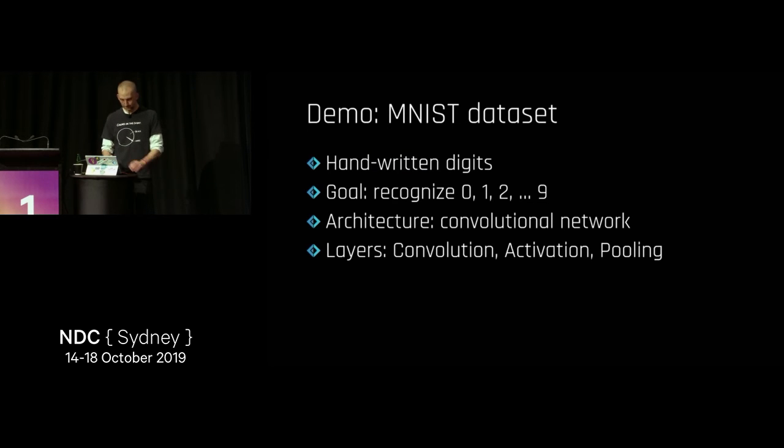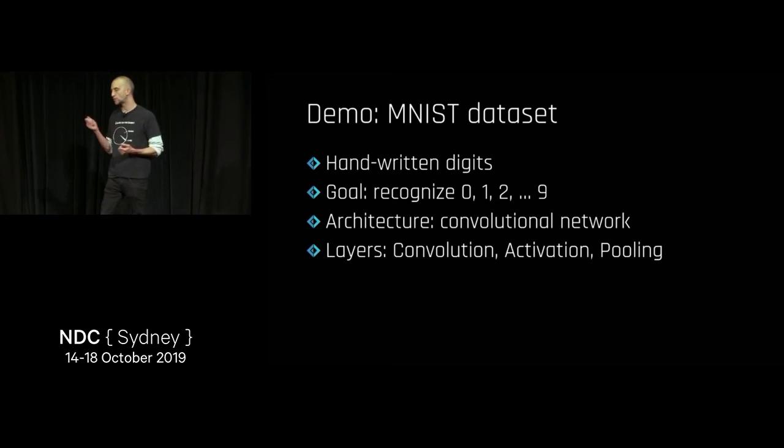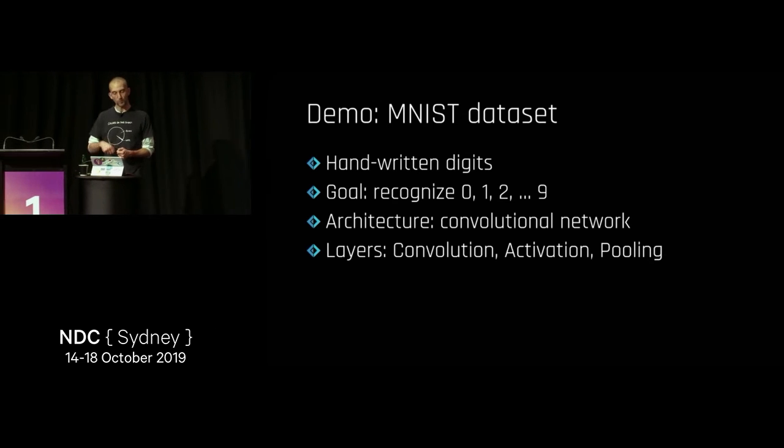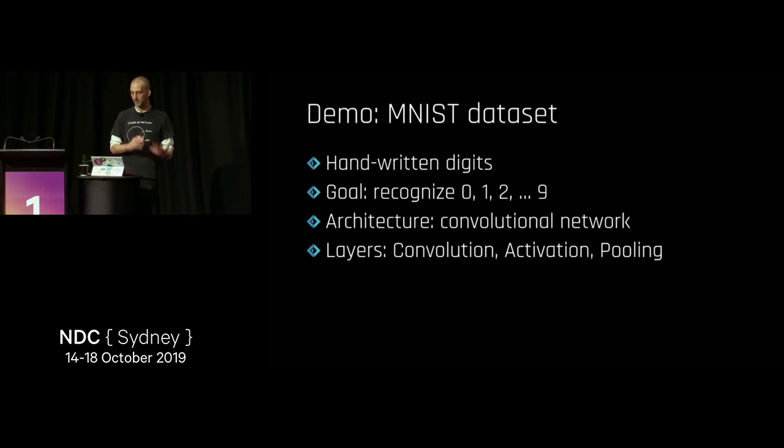So let's do that on a classic data set. The classic data set I want to talk about is the MNIST data set, which is the canonical example for lots of demos. The goal is to recognize numbers which have been written by a human on a sheet of paper. So we want to take an image and say, this is a 1, this is a 7, this is a 3.